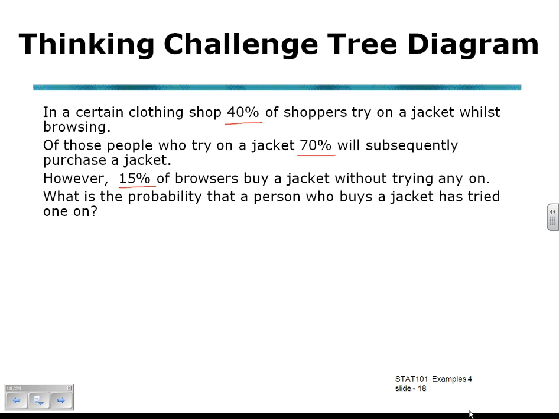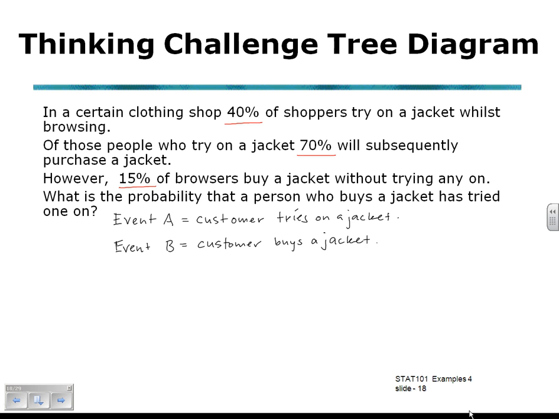So defining our events, let event A be a customer tries on a jacket. Always define events for our probability questions. So event A, customer tries on a jacket. And then let event B be a customer buys a jacket. The two stages here: the customer tries a jacket on, and then they will go on to either buy or not buy.